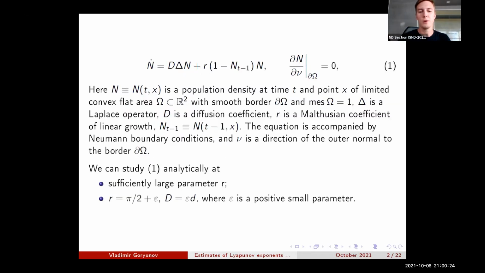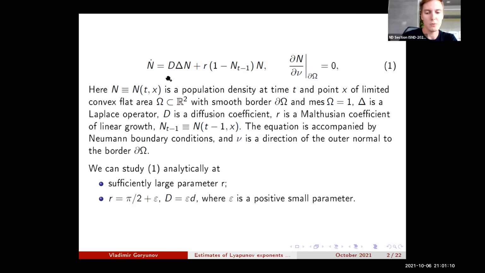We consider a boundary value problem, formula one, that describes the dynamics of population density variation in a flat area. It consists of the logistic equation with delay, also known as the Hutchinson equation, supplemented by the diffusion term and Neumann boundary conditions. Here N is the population density at time t and point x of a limited convex flat area omega with smooth border. And we have here the Laplace operator, this diffusion coefficient, the Malthusian coefficient of linear growth, and a term with delay.